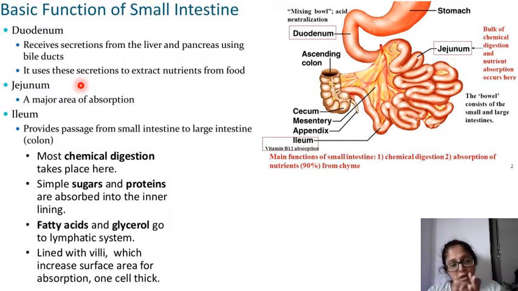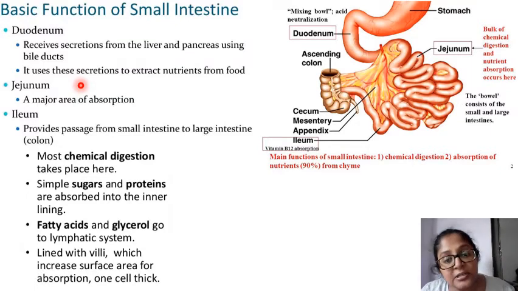It has villi, the finger-like projections, through which nutrients are absorbed into the blood, and the unabsorbed material moves through the ileum and the ileocecal sphincter to the cecum, the first part of the large intestine. Definitely it is a passage from the small intestine to the large intestine or colon. Mainly all the chemical digestion takes place here. Sugars and proteins are digested here. Fatty acids and glycerols split and move into the lymphatic system.